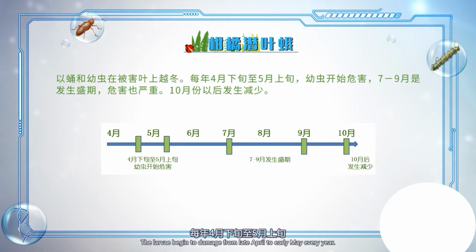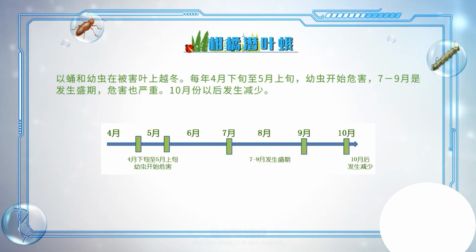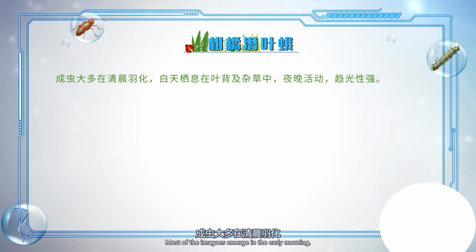The larvae begin to damage from late April to early May every year, and the damage is also serious. The peak period is from July to September. However, their damage decreases after October. Most of the imagos emerge in the early morning, inhabit the back of leaves and weeds during the day, and move at night with strong phototaxis.